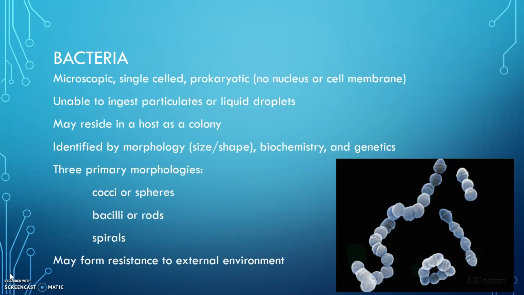Bacteria are microscopic, single-celled prokaryotes, which means they have no nucleus or cell membrane, and they are unable to ingest particulates or liquid droplets. They may reside in a host as a colony. They are identified by morphology, which means size and shape, biochemistry, and genetics. There are three primary morphologies: cocci or spheres, bacilli or rods, and spirals. They may form resistance to the external environment.